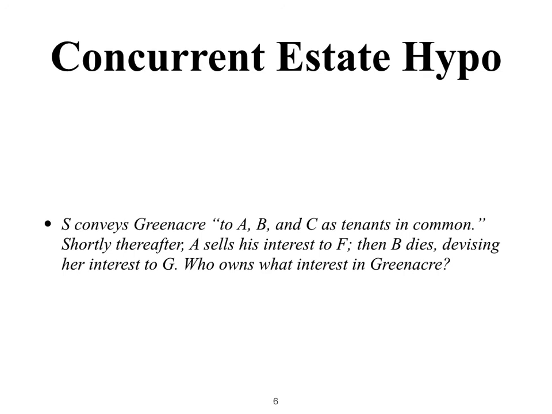All right, let's do a hypo. Let's say that S conveys Greenacre to A, B, and C as tenants in common. Shortly after, A sells his interest to F. Then B dies, devising her interest to G. Who owns what interests in Greenacre?